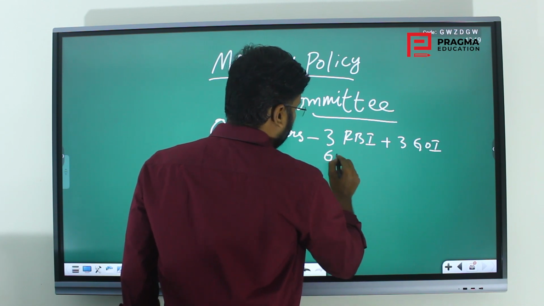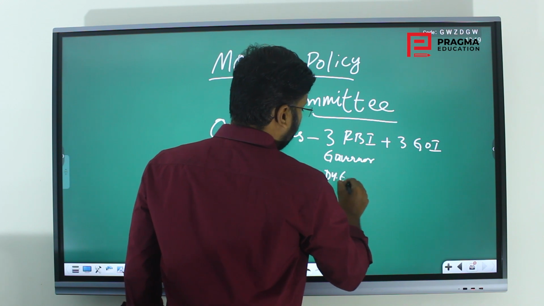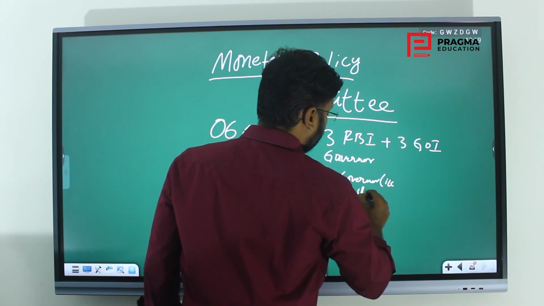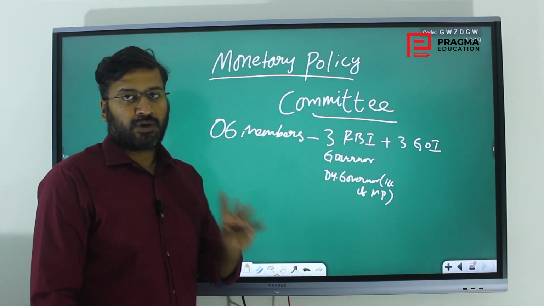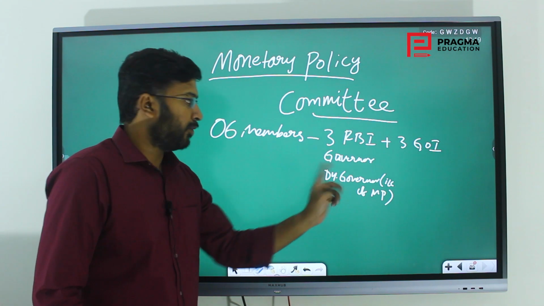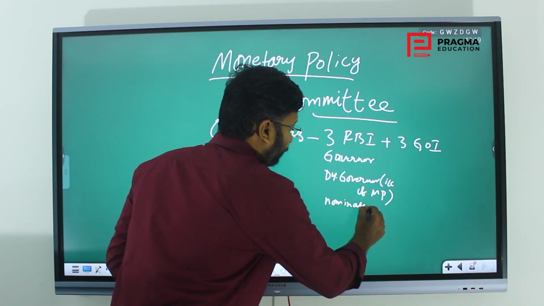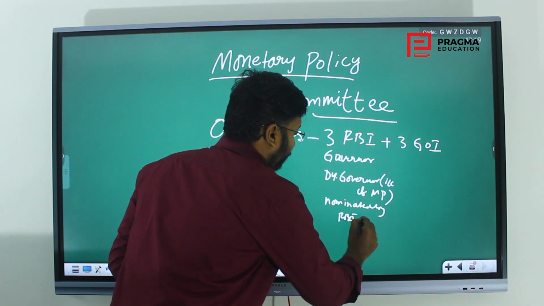Who are they? The governor, the deputy governor in charge of monetary policy. So how many deputy governors are there on the RBI board? 4. So the one who is in charge of monetary policy will be the member. The third one is an RBI official nominated by the RBI board.